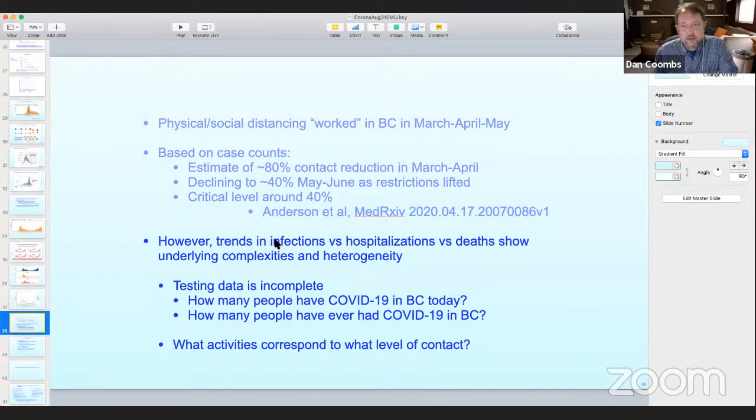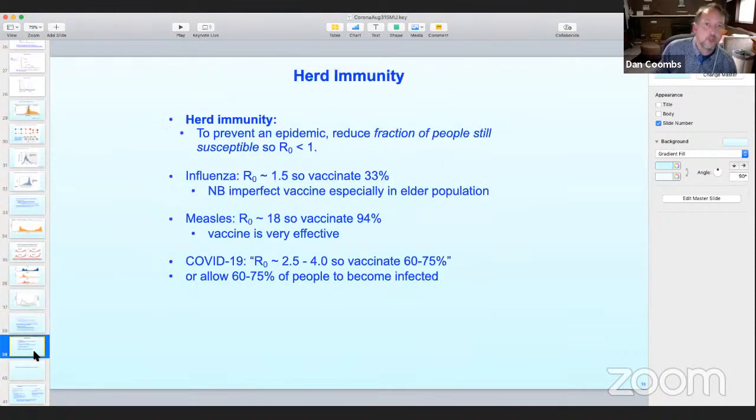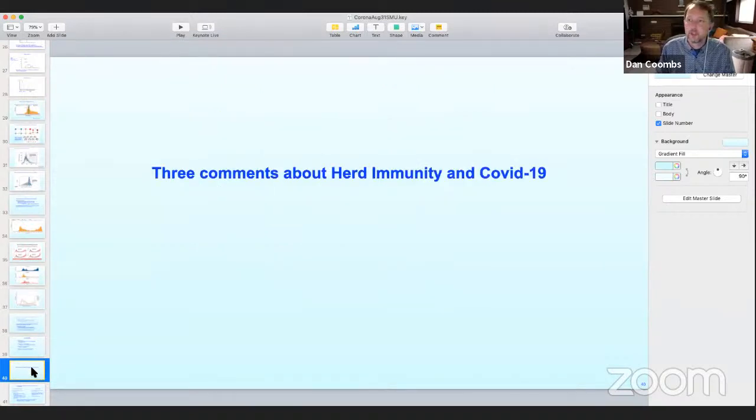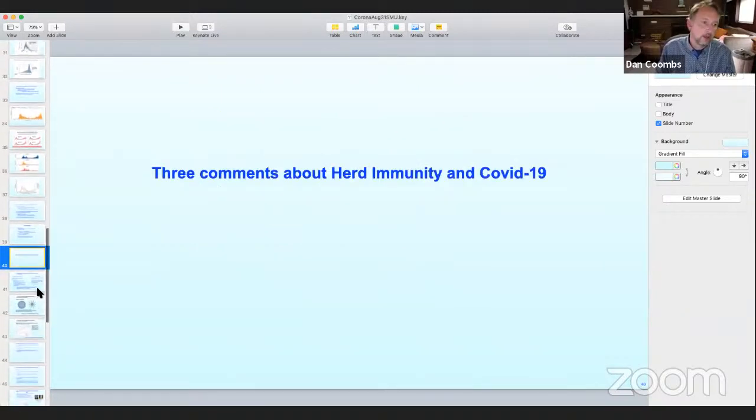And I think this is a general problem of trying to relate mathematical modeling of this nature back to actual practical policy. Okay, but back to herd immunity. As I previously said, herd immunity is this concept that you either vaccinate or have people be infected somehow so that the R0 effectively becomes less than 1.